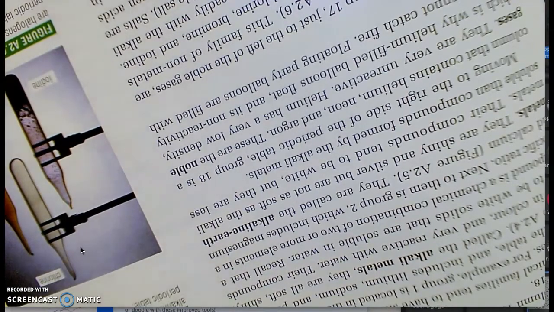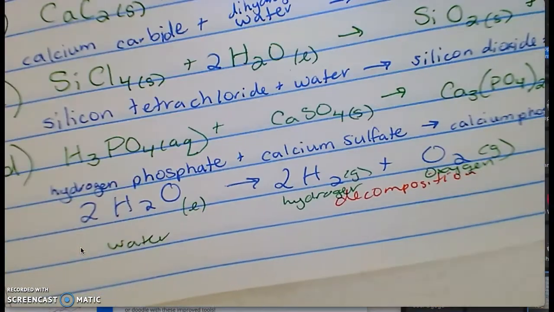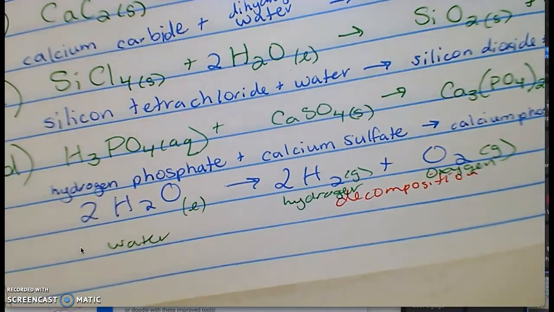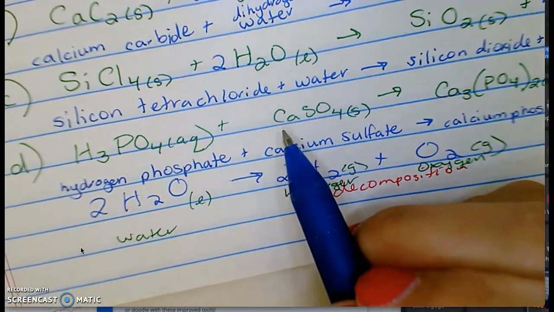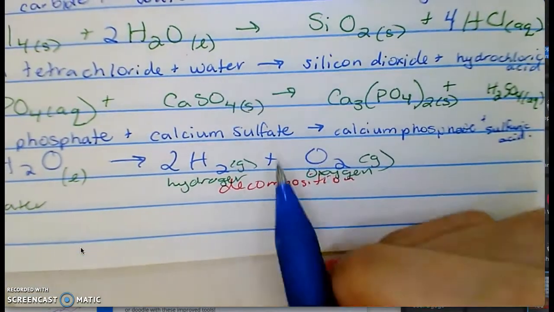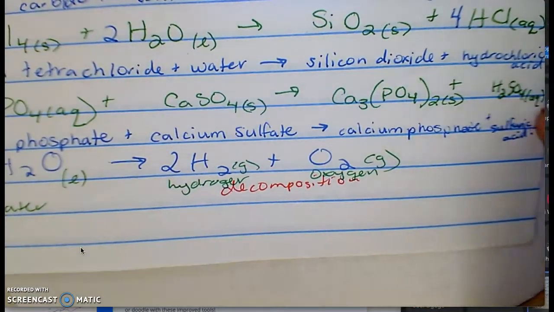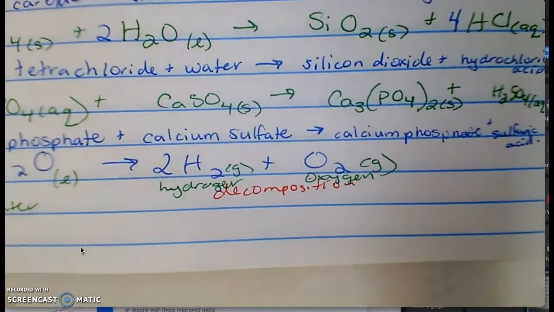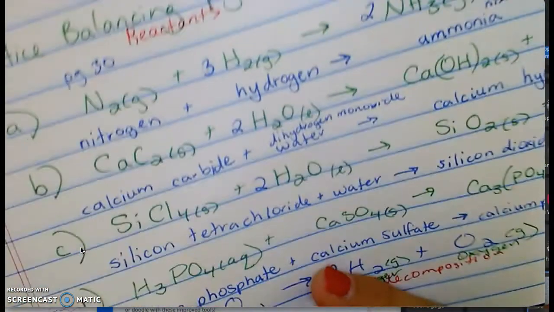Okay, so hopefully you had time to name those. Okay, so hydrogen phosphate is this one. Calcium sulfate is this one. Calcium phosphate is this one. And then that's sulfuric acid. Okay, so let's balance it.